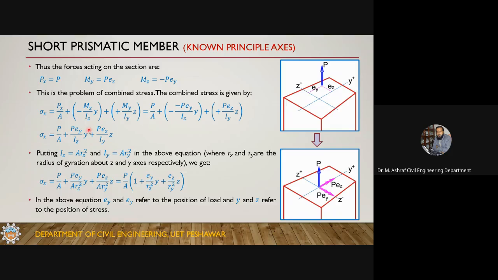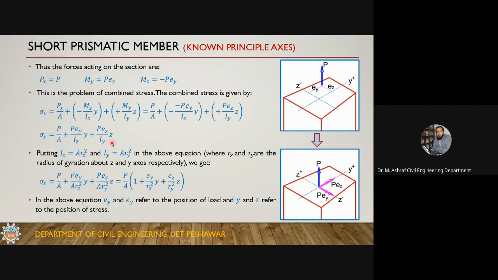So all the negative signs are now balanced, and all the signs are now positive. So sigma x equals P over A plus P Ey divided by Iz into y plus P Ez divided by Iy into z. This is the equation which gives you stresses at any point within this member when you apply a force. If you look at this one, this is the equation of a plane.